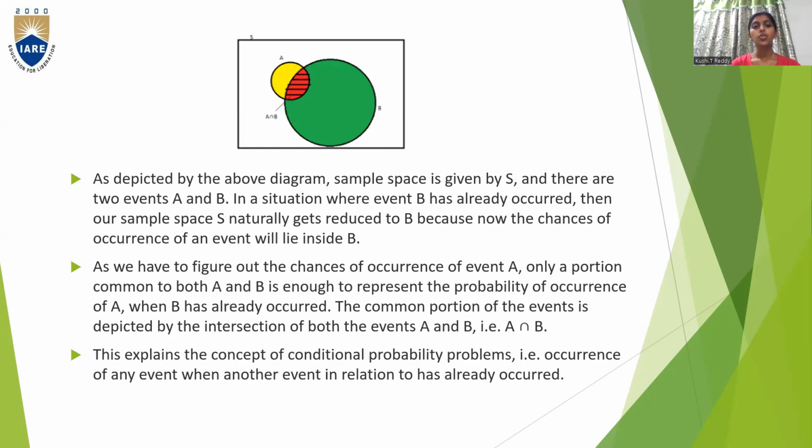From this picture, you can see there are two events A and B. In this picture, event B has already occurred. So generally we will have the sample space as S.